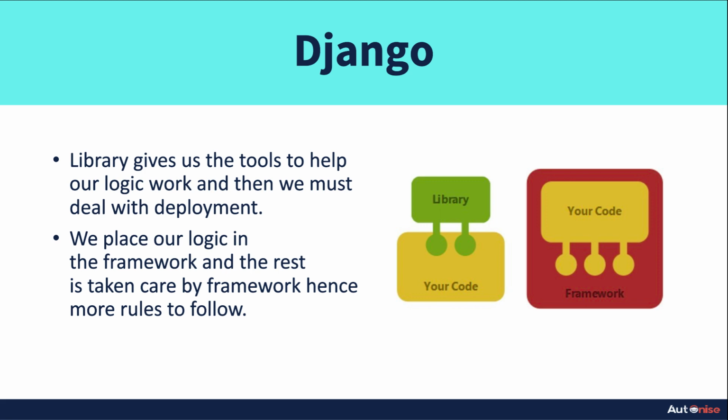Whereas in the framework, we place our logic in the framework, and the rest is taken care of by the framework. Hence, there are more rules to follow. Because we are putting our logic in something else, we'll have to understand the way it understands the logic. That's why we learn the framework and we use the libraries. Libraries give more freedom, that's why they are easy to start with. But in the framework there are many rules in the starting, so it takes time to start with any framework. Like here we'll start with the Django framework, so there will be some rules which we'll have to place in our mind. That's why it's a bit hard to start with any framework. But once you understand the logic behind these rules, and once you have some experience using the framework, then you will be able to quickly make any product. So let's get started with our Django framework.